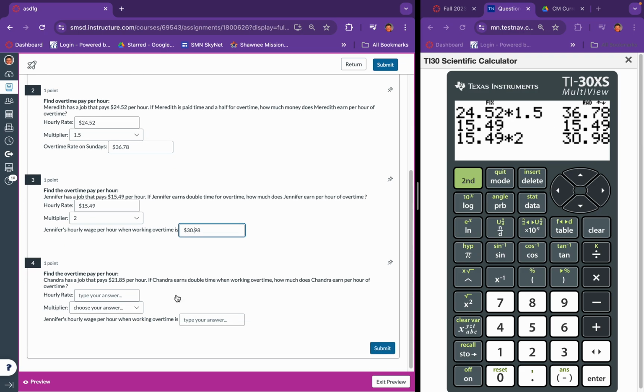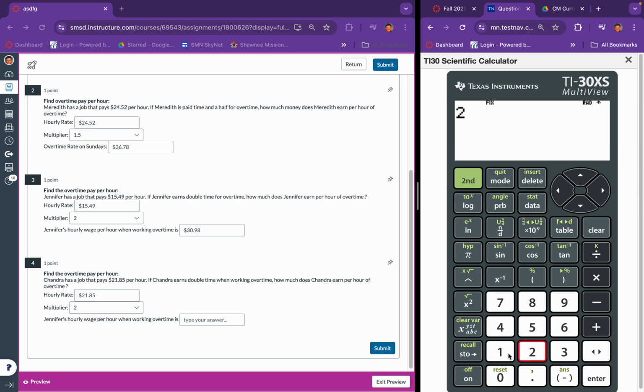Last one. Chandra has a job that pays $21.85 an hour. If Chandra earns double time when working overtime, how much does Chandra earn per hour of overtime? So again, the hourly rate is $21.85. That's how much Chandra earns for regular pay. However, this company is offering double time, so they're going to double what they earn in an hour. So we're going to say times 2. And then we come over here to the calculator and we put in $21.85 and we multiply it by 2.